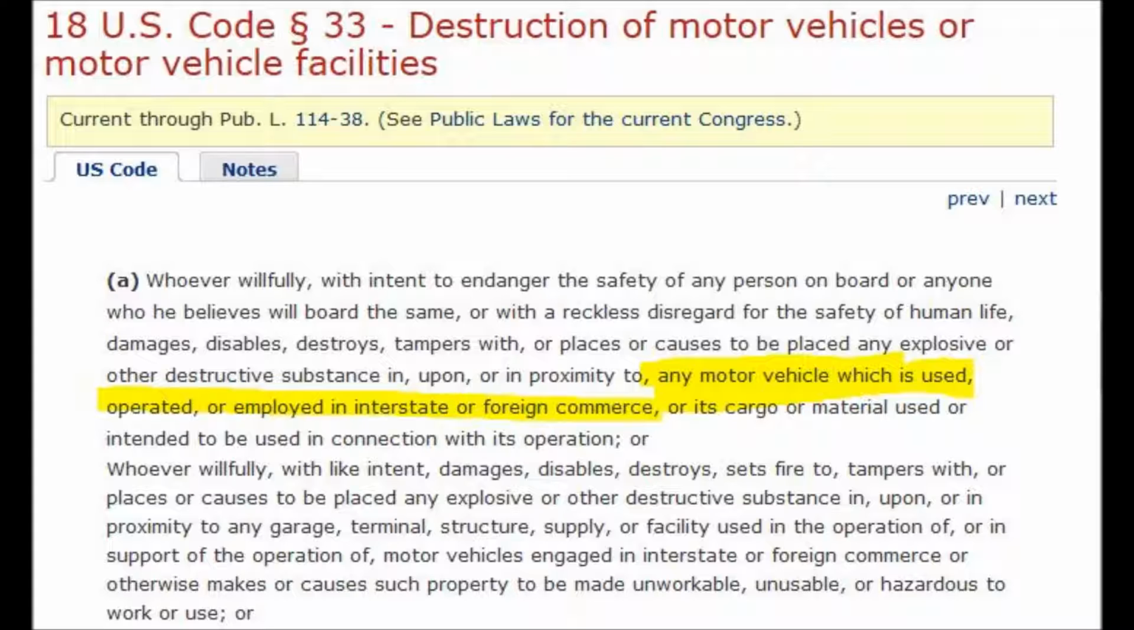Now, what's important here is that if you notice, Title 18, Section 33 only makes it a crime, a federal crime, to blow up a vehicle, a car, or a truck if it is employed in interstate commerce. Now, the question here is, why can't the federal government make it illegal for you to blow up any car ever? Why isn't it a federal crime for you to blow up a minivan that a mom uses to take her kids to school? And the answer to that question is in the United States Constitution.